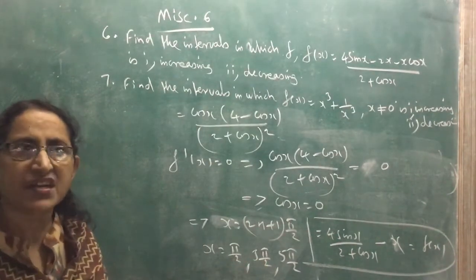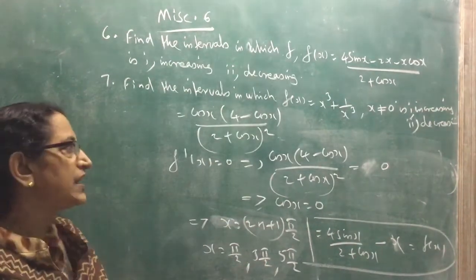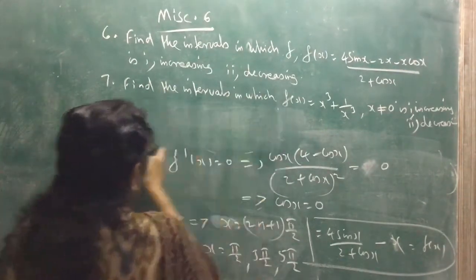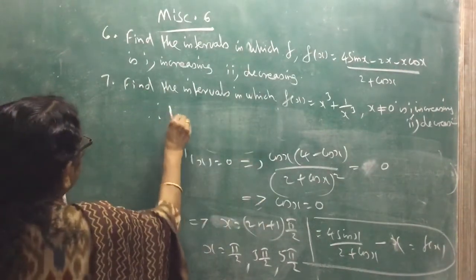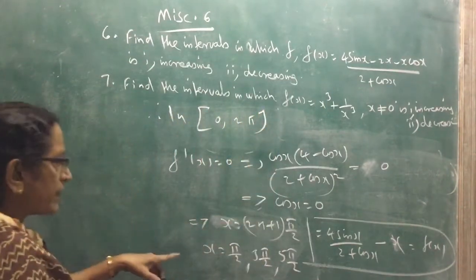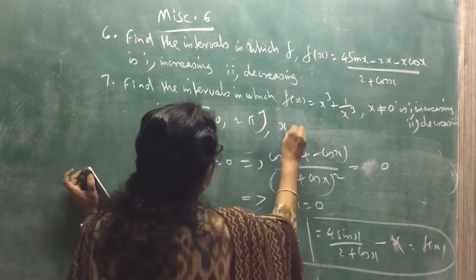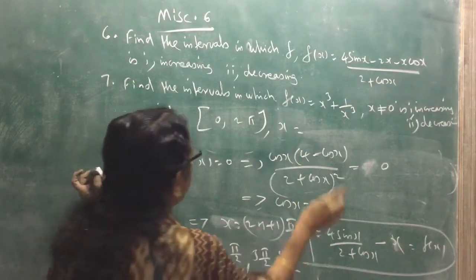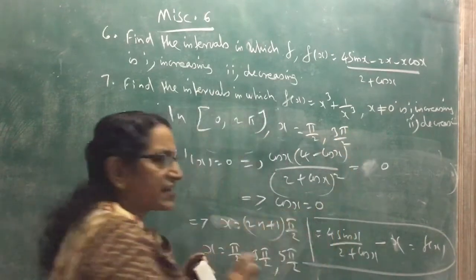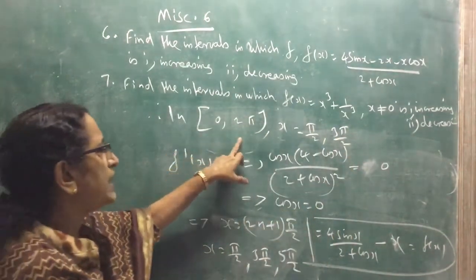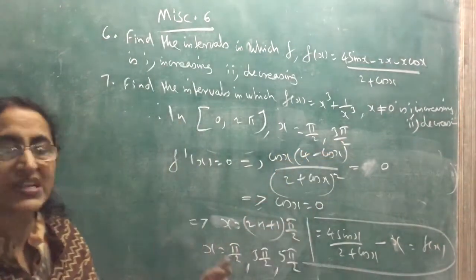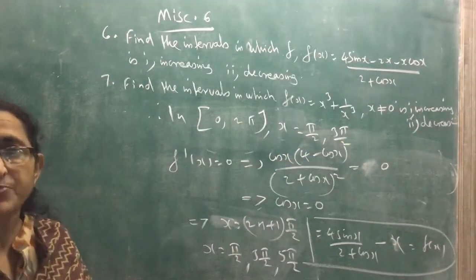So now we are considering only the interval 0 to 2 pi. In the closed interval 0 to 2 pi, x equal to pi by 2 and 3 pi by 2. Only two values, pi by 2 and 3 pi by 2, where f dash x equal to 0. Now at these points, we have to split the interval.